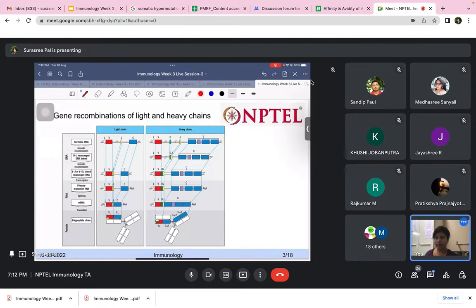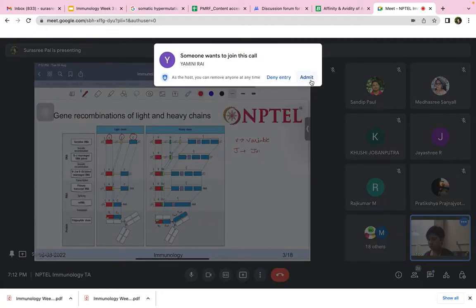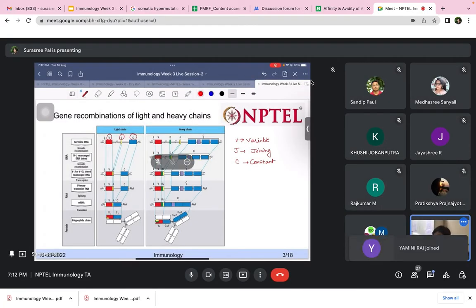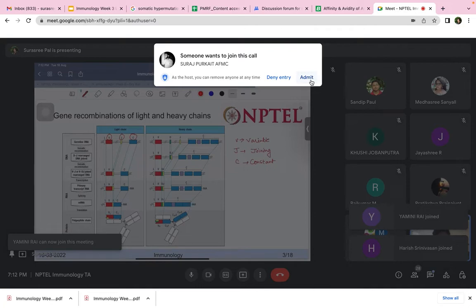And the light chain and heavy chain are encoded in this way. The light chain gene has 3 segments. One is the V segment, another is the J segment, another is the C segment. V stands for variable, J stands for joining, and C stands for constant, right?